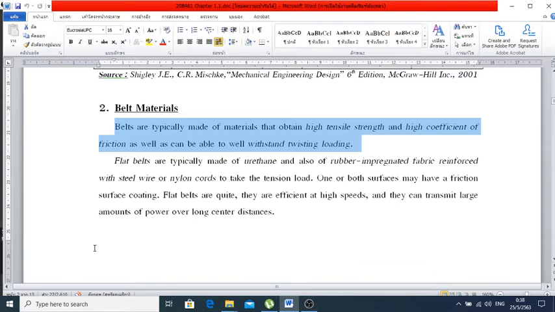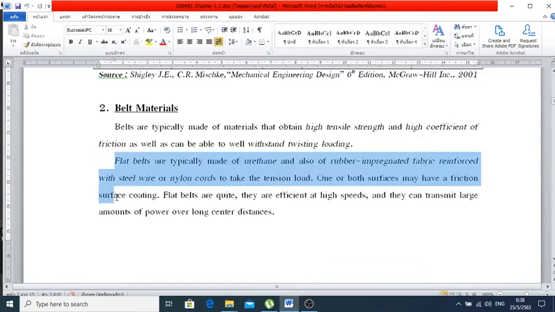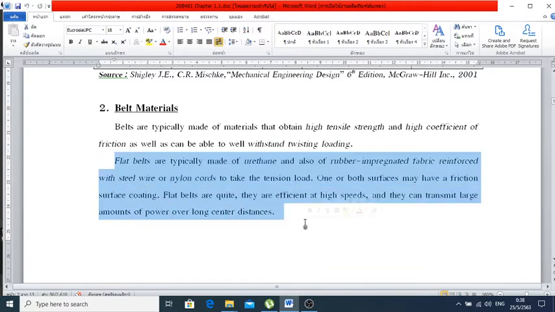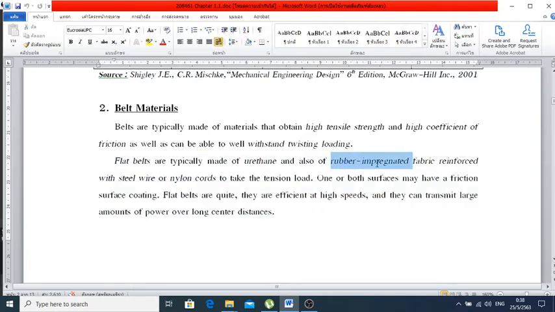Okay, so let's see the first one, the flat belt, and what is said here. Flat belts are typically made of urethanes and also rubber-impregnated fabric reinforced with steel wire or nylon cord to take the tension load. I would like you to understand rubber impregnated. It's like a sandwich: we have a fabric in between, and we have rubber, and then we apply some heat and it covers all over the fabric.